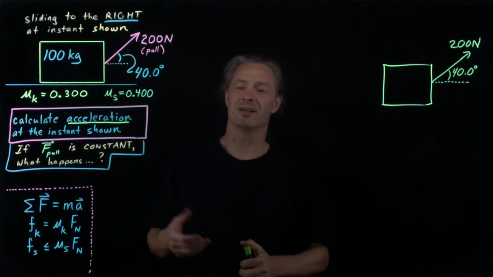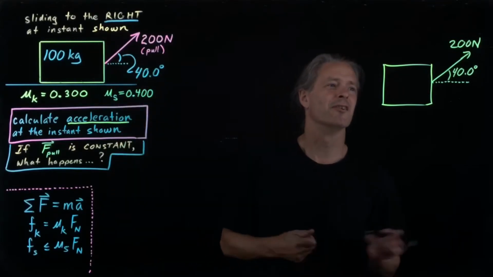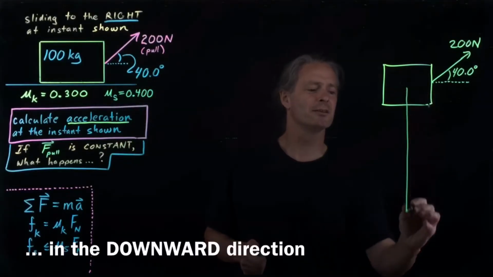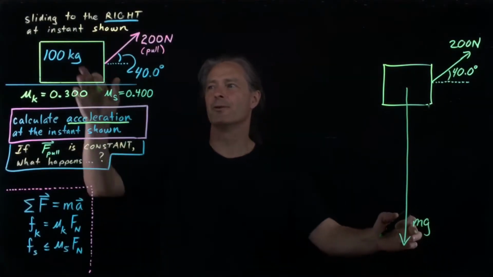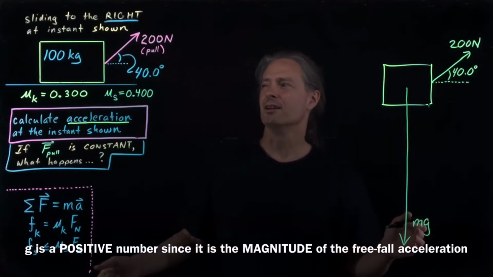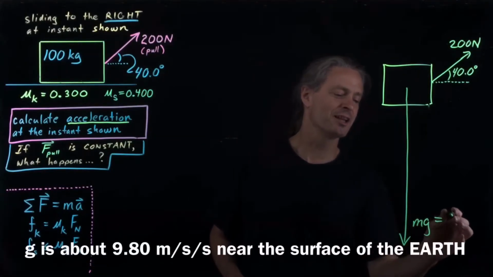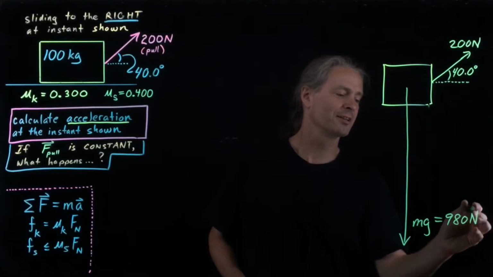presumably this is happening near the surface of the Earth. The Earth will exert a gravitational force on this crate of magnitude mg, where m is the mass of the crate, 100 kilograms. g is 9.8 meters per second per second. 9.8 times 100 is 980. And the units will come out kilogram meters per second squared, which is a newton.